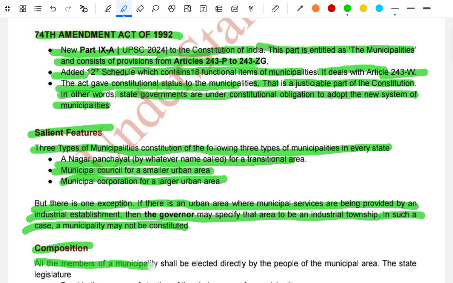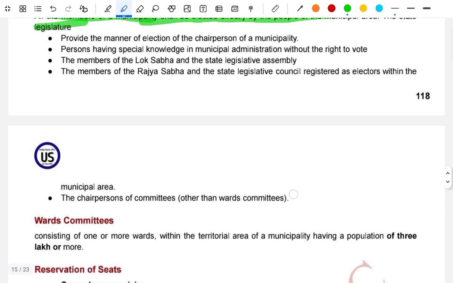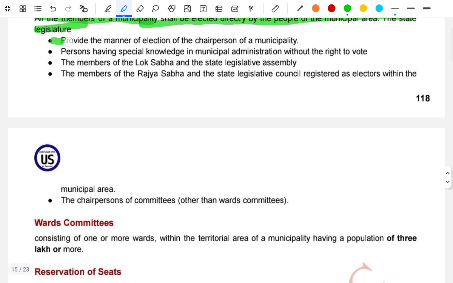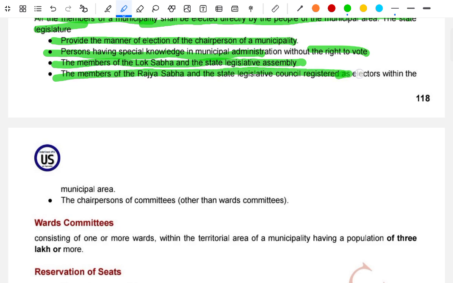Composition. All the members of a municipality shall be elected directly by the people of the municipal area. The state legislature shall provide the manner of election of the chairperson of a municipality. Representation is also given to persons having special knowledge of municipal administration, without the right to vote, the members of the Lok Sabha and the State Legislative Assembly, and the members of the Rajya Sabha and the State Legislative Council registered as electors within the municipal area.